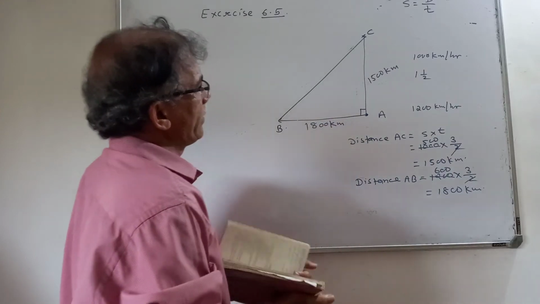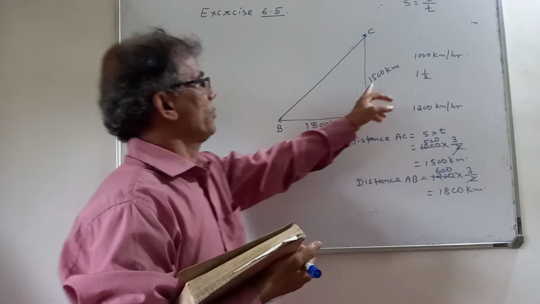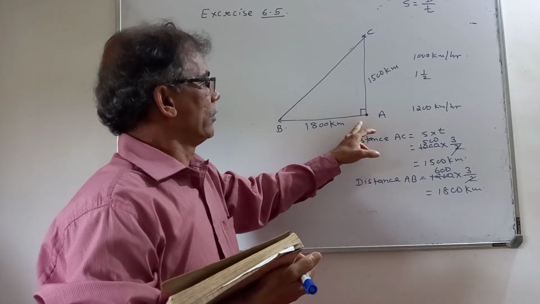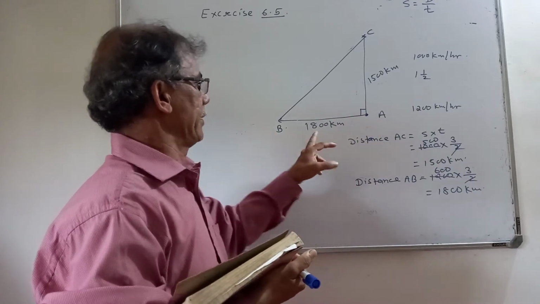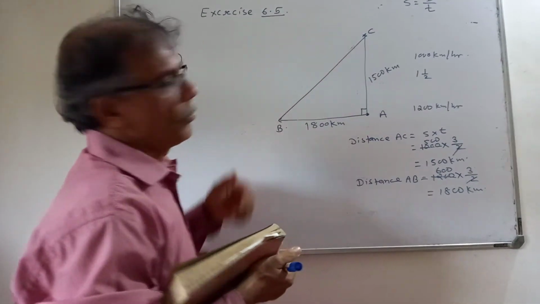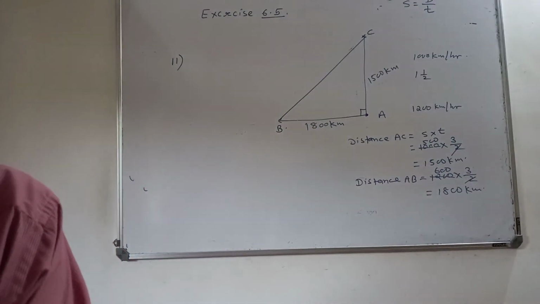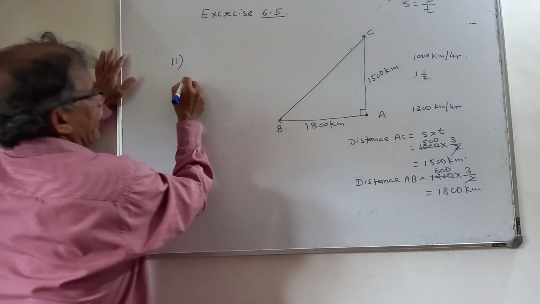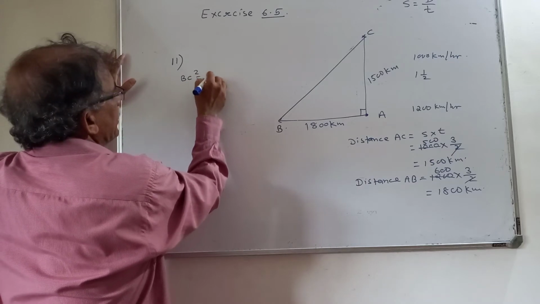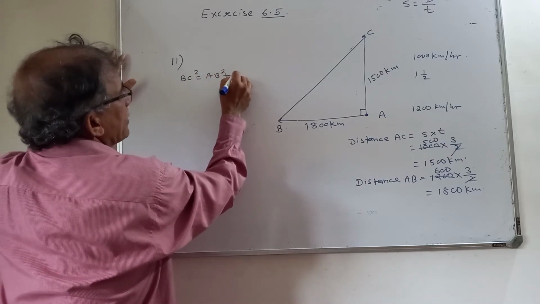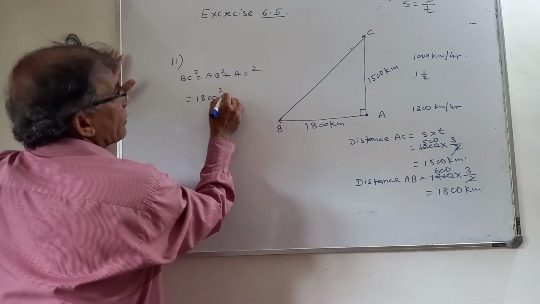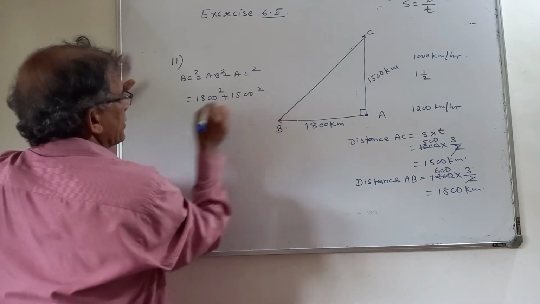That means the aeroplane which travels in the north direction travels 1500 kilometers, and the one which goes in the west direction travels 1800 kilometers. And now we have to find BC. Now we can use the Pythagoras theorem. So BC square is equal to AB square plus AC square, which is 1800 square plus 1500 square.